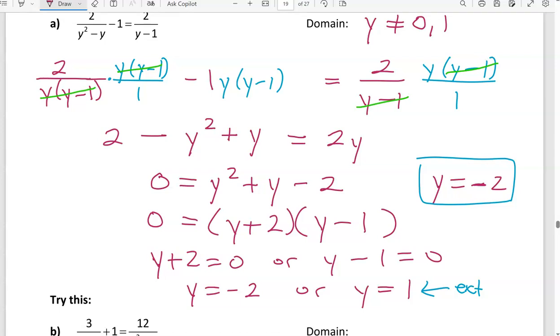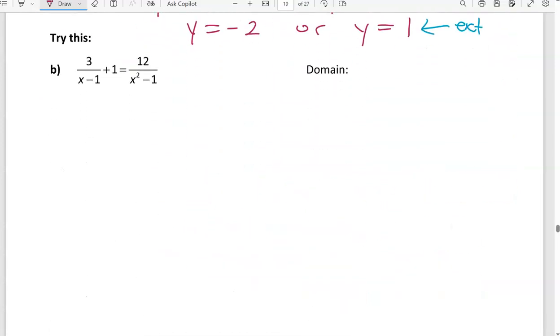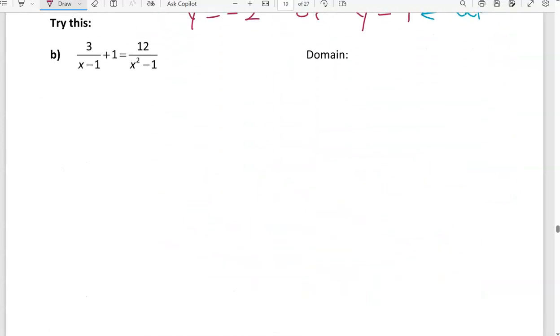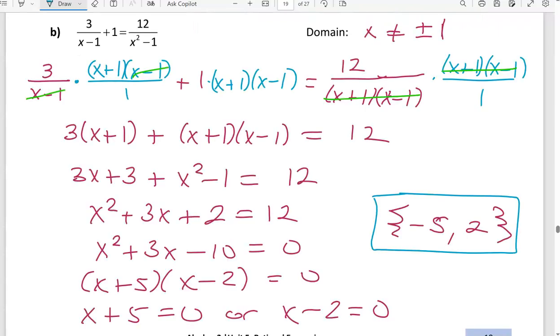All right. Here is one last one for you to try on your own. Please pause the video while you do this. All right, this one gives us a similar result to the previous equation. Our least common denominator is x plus 1 times x minus 1. So that means that our domain is x cannot equal positive 1 or negative 1.